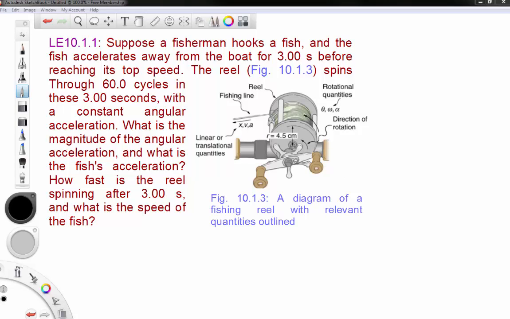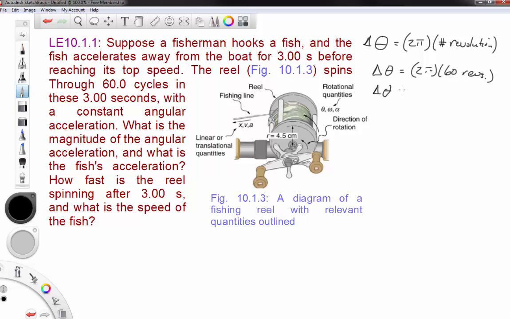Okay, the first part is that we are given the number of cycles. So if we wanted to get the change in theta, that's going to be 2 pi times the number of cycles through which it's gone. A cycle is the equivalent of a revolution. So after 60 revolutions, we will have gone through delta theta equals 2 pi times 60 revolutions, or delta theta is equal to 120 pi radians, and that is the correct units for angular displacement.